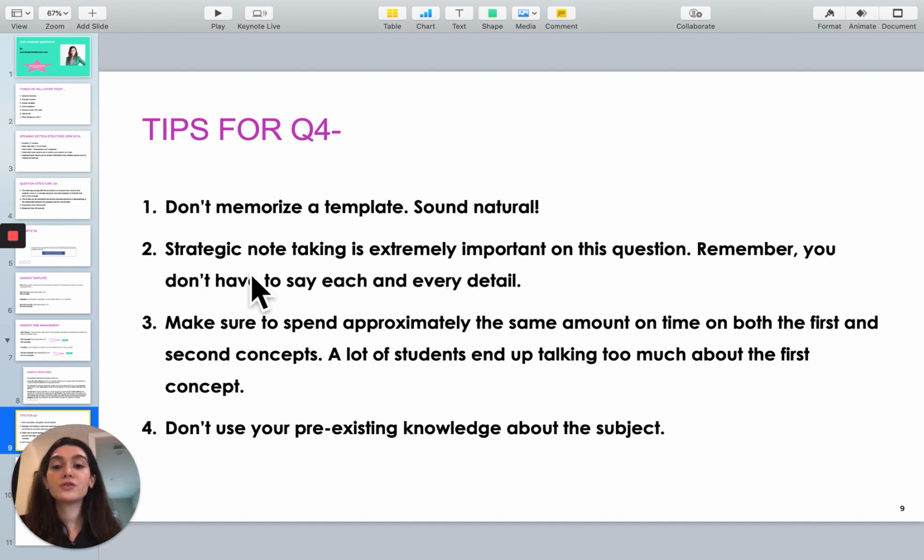Next one, strategic note-taking is extremely important on this question. Remember, you don't have to say each and every detail. That's another problem with a lot of students, that they end up really summarizing the whole lecture and they start giving these small additional details, exactly what the professor said. So they'll start the introduction on this question by saying, professor talks about how in teaching the most difficult thing is to keep up your students' attention. So she explains 2 types of attention.